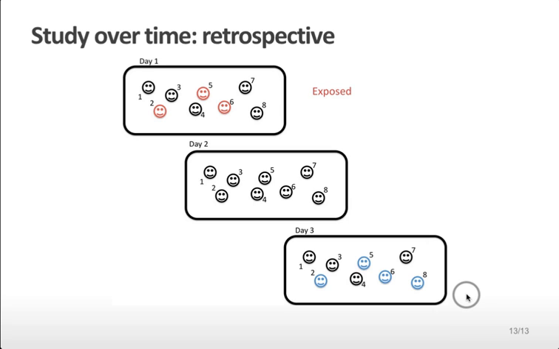Then, instead of measuring their outcome, we measure how many of them are exposed. And we use this information to try to identify a relationship between outcome and exposure. Here again, the goal is inferential rather than predictive, or causal.